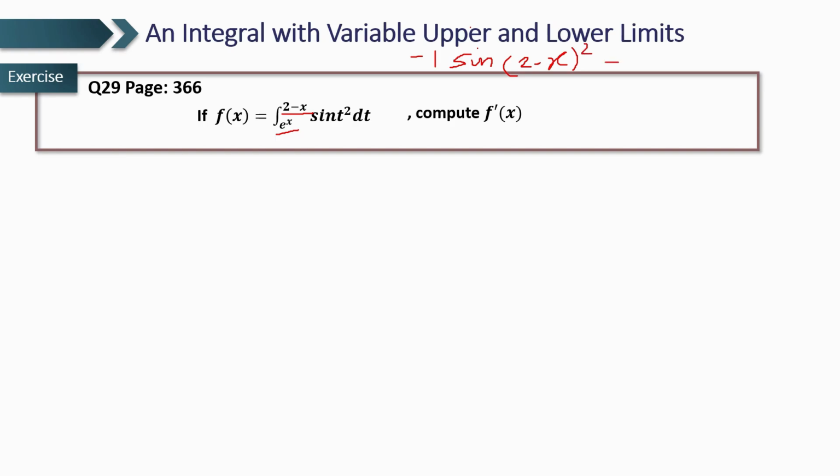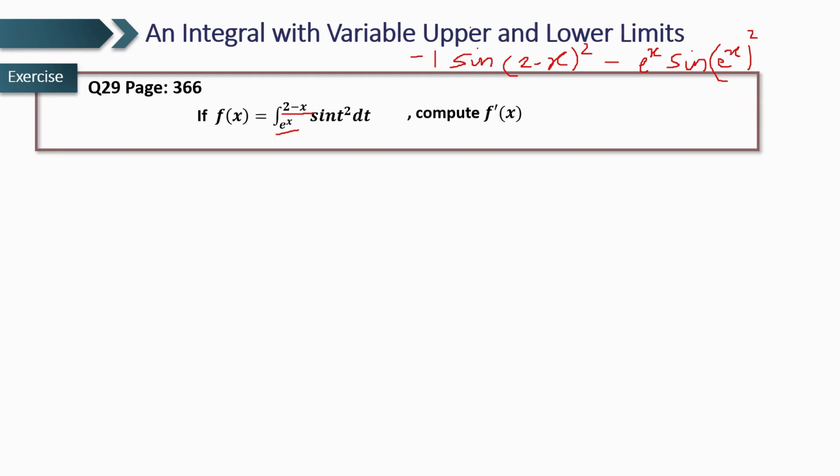Minus, what about the lower limit, which is nothing but e power x. When you derive the lower limit, you get e power x. Now replace your t with e power x. So you get sine of e power x the whole squared. If you would, you can simplify to the simplest form, or else you can proceed like this.